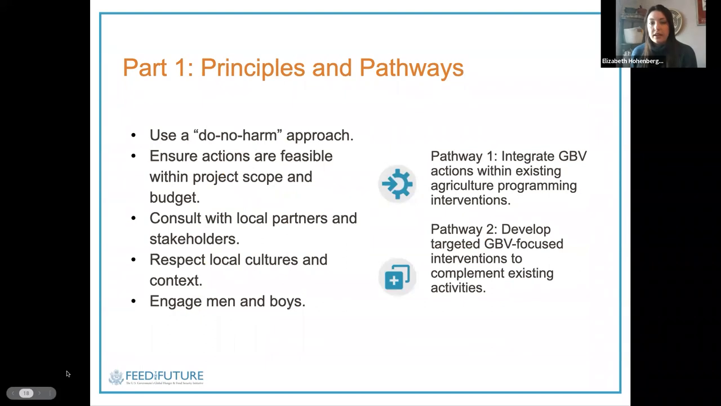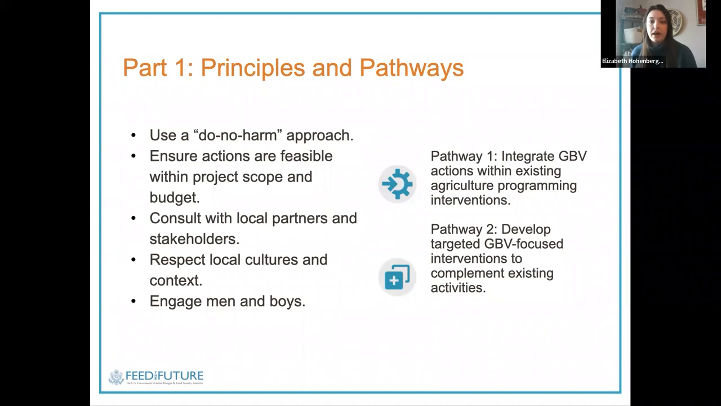Part one of the toolkit then explores core principles for integrating gender-based violence prevention, mitigation, and response into projects. I've highlighted some of these on this slide, including using a do no harm approach, ethical guidelines for gathering GBV data, identifying actions to address GBV that are feasible within the bounds of a project scope and budget, working with local partners, and respecting the local culture and context while avoiding perpetuating existing harmful norms, and making sure to engage men and boys in challenging patriarchal norms. You can read in more detail about these principles in the document.